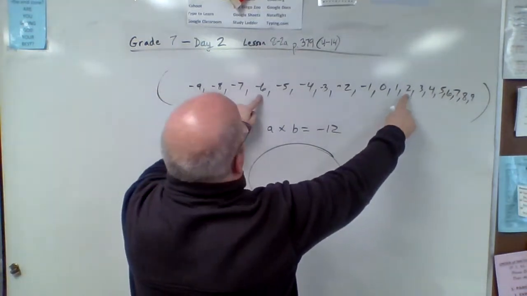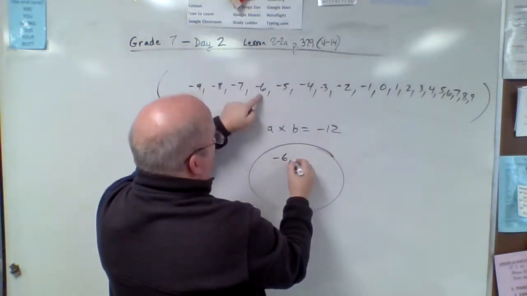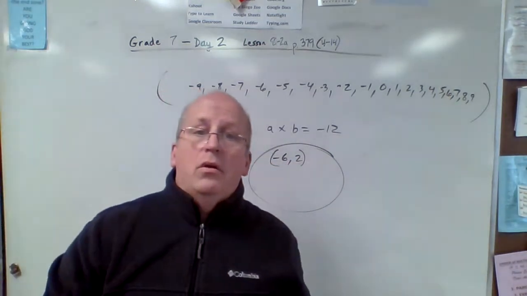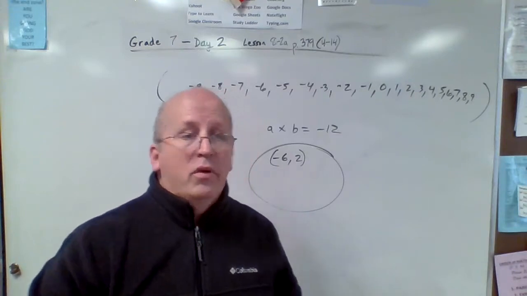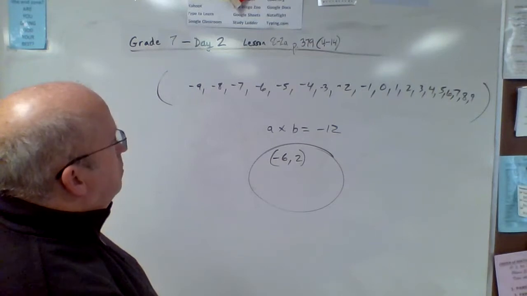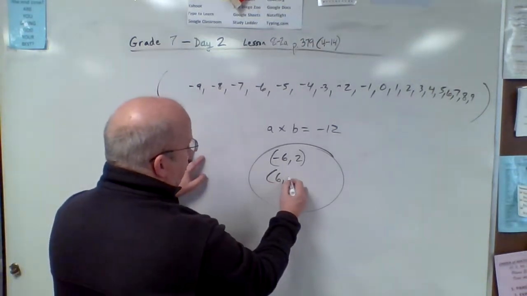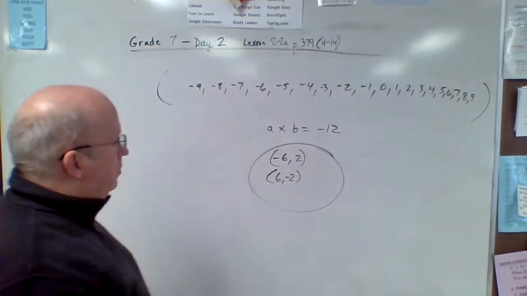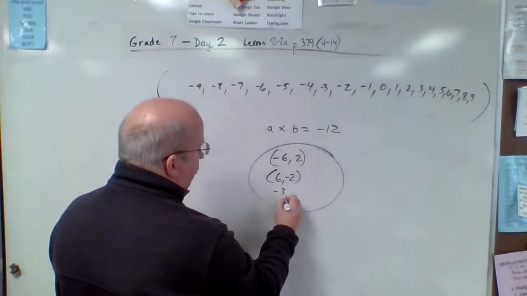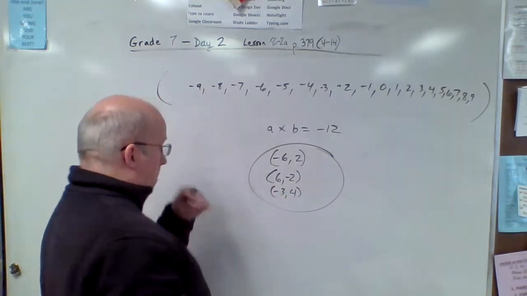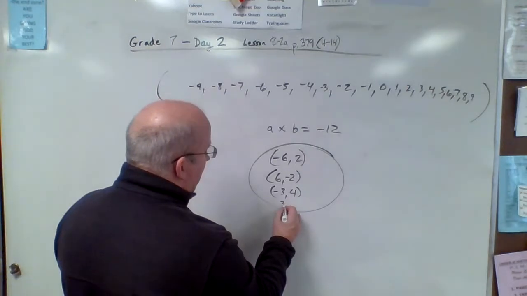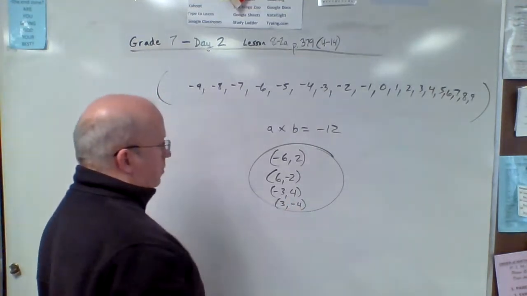Well, here's a pair, -6 and +2. That's a pair of numbers that multiply together to make -12. Can you see another pair? I can. How about 6 and -2? How about -3 and +4? And finally, how about +3 and -4?